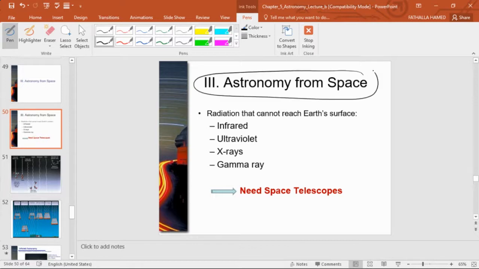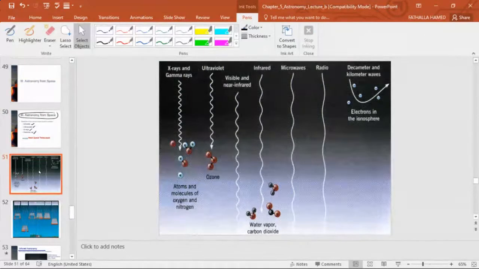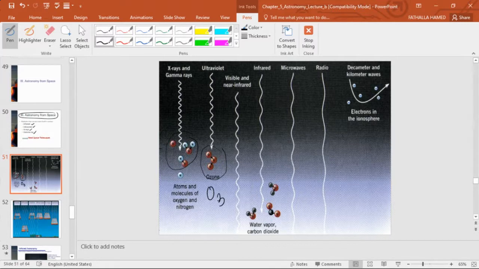Now, there are electromagnetic waves: infrared, ultraviolet, X-rays, and gamma rays. I told you that these are blocked by the atmosphere of the Earth. If we want to look at this radiation that comes from outside the atmosphere of the Earth, we have to do it from outer space. The slide here tells you that X-rays and gamma rays interact with the oxygen and nitrogen in the atmosphere. The ultraviolet is blocked by the ozone layer, which is basically O3.